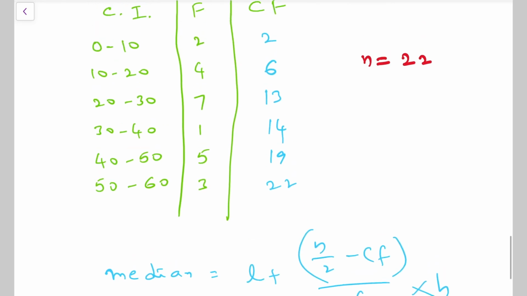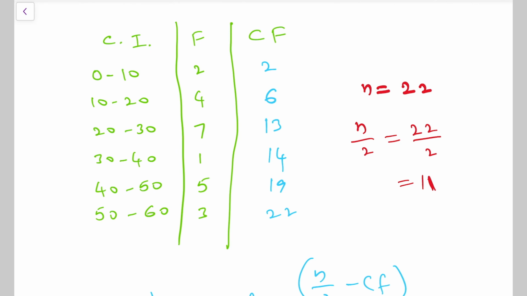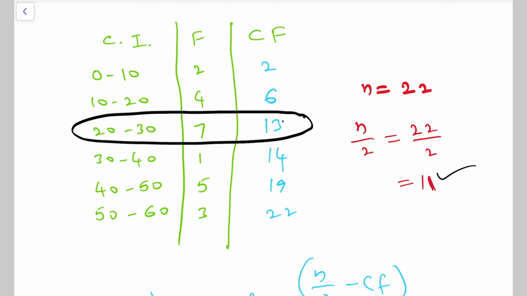Okay, here n by 2 we got. So n value we got, right? Then let us do by 2 for that. n by 2 is nothing but 22 by 2, that is 11. Now from the cumulative frequency we need to find out the numbers which are greater than 11. So these all 4 numbers are greater than 11, right? From these all the numbers we need to pick the smallest number, that is 13. So the total row you highlight. Then this 7 will become the frequency. Above that, this will become cumulative frequency, and this 20 will become L. So I hope now everything we got from the formula.